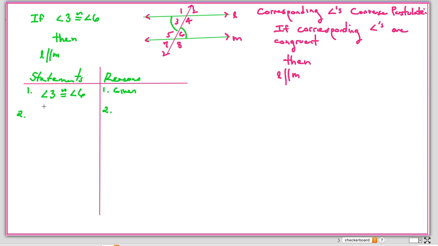So I have that's given, then I'm going to say 6 is congruent to 7 because of vertical angles theorem. And now I have that since 3 is the same as 6, 6 is the same as 7, it implies that 3 is congruent to 7. This is transitivity.